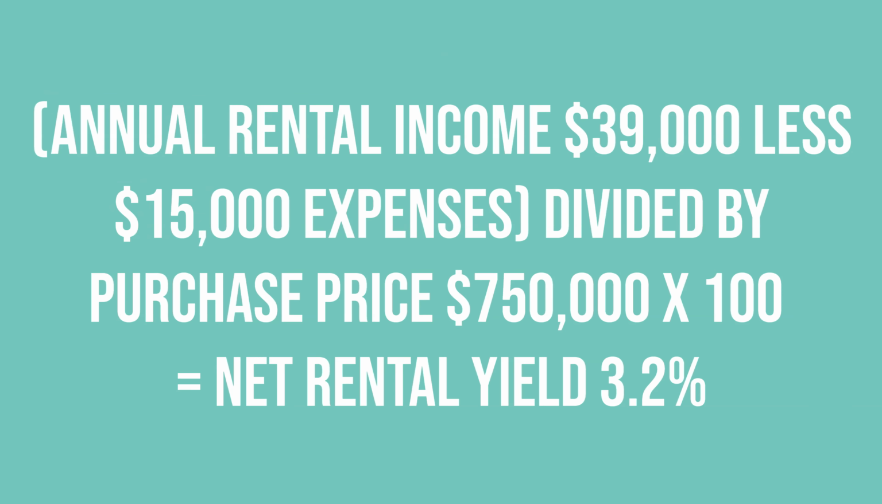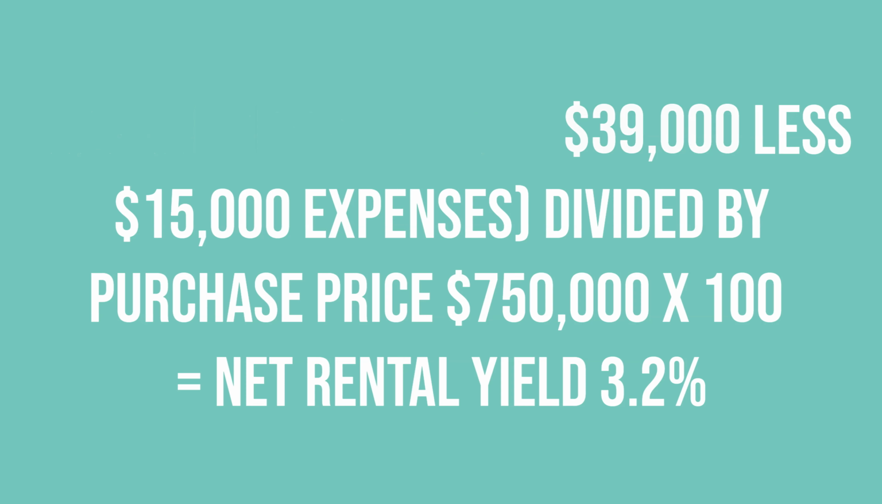Now let's calculate the net yield. The net yield will equal our annual rent less underlying expenses divided by purchase price. Let's take a rent of $39,000, less our cost estimate of around about $15,000. This means our net rental return will be $24,000, making this property a net yield of 3.2%. This is the whole point. A property can gross 5.2%, but only net 3.2%.